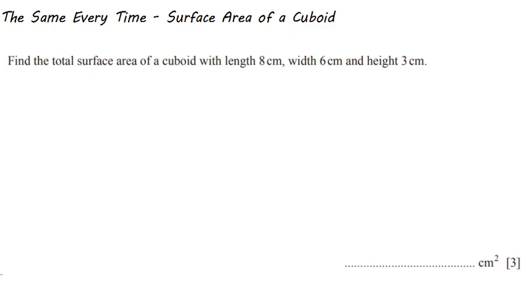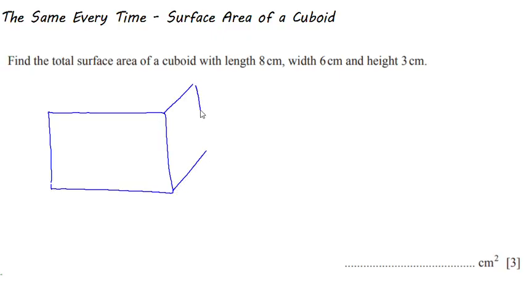for us. Find the total surface area of a cuboid with length 8, width 6 and height 3 centimeters. Everything's in centimeters, so that's one less thing to worry about. Might be an idea to sketch the cuboid. So a fairly straightforward sketch probably. So something like this, and then off we go. There we go, that's my final face there. So there's my cuboid. Not to scale, of course.